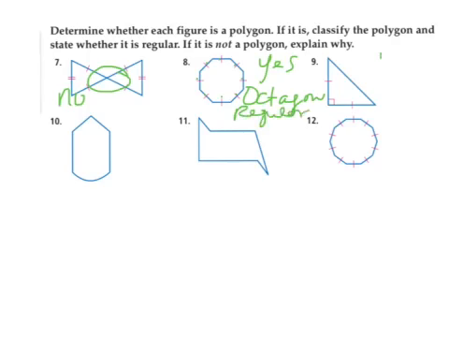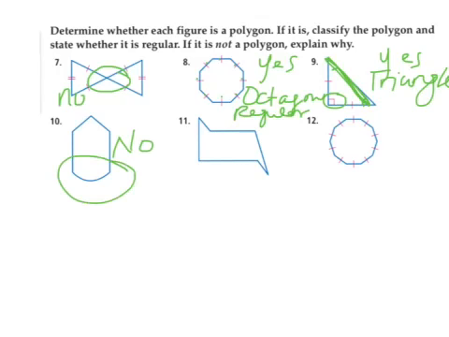Okay, number 9, yes, this is a polygon. It is going to be a triangle because it has 3 sides. And no, it is not going to be regular because this side is not the same as the others, and these angles are not going to be the same. Number 10, no, this is not a polygon because of that curved side right there. Number 11, yes, this is a polygon. It is not a regular polygon. Obviously, you can see that. Let's count the sides. There's 1, 2, 3, 4, 5, 6. So this would be an example of a hexagon.